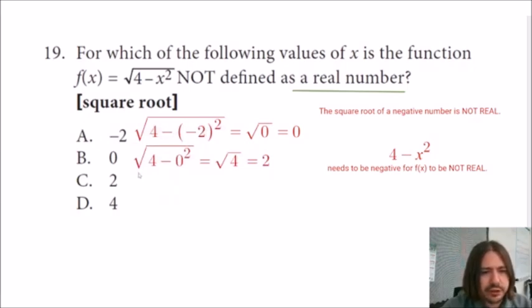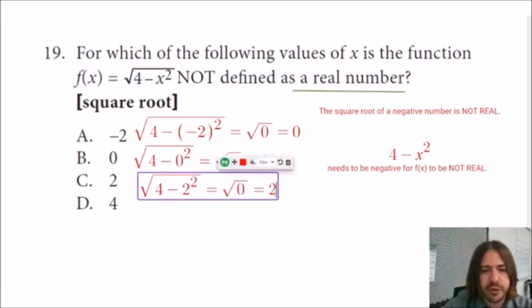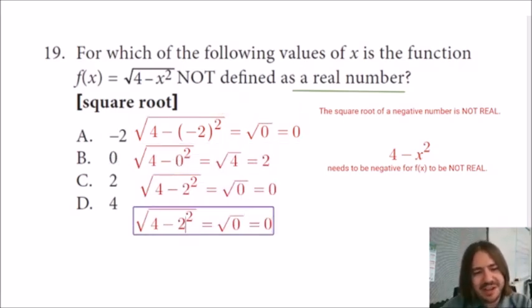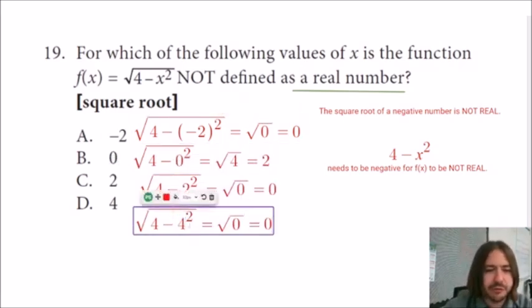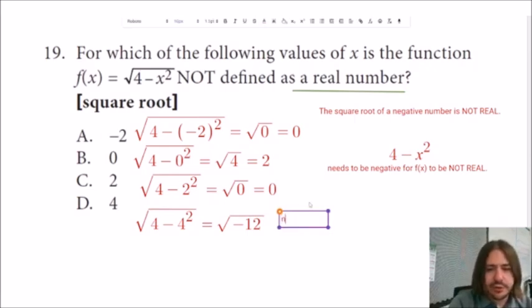If we try to plug in 2, we get 4 minus 2 squared. Again, 2 squared is 4, and 4 minus 4 is 0. So again, we get 0, another number that is real. Now, if we try to plug in 4, we've already, by process of elimination, figured out our answer. But if I plug in 4, I get 4 minus 4 squared. 4 squared is 16, and so 4 minus 16 would be -12. So this is going to be a non-real answer. This is not real.